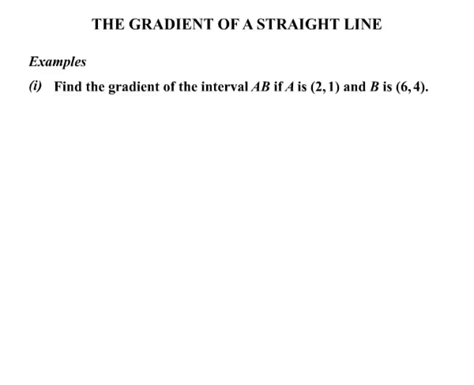Now let's look at some further examples. We're asked to find the gradient of the interval AB if A is the point (2, 1) and B is the point (6, 4). Well, let's just draw a quick sketch here. A is the point (2, 1), so 2 across, 1 up, there's the point A. I'm deliberately not marking in anything else except the essential information. B is the point (6, 4), so 6 across and 4 up, that's where the point B would be.